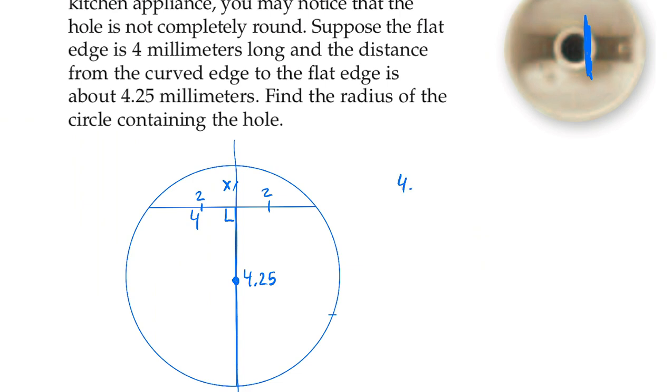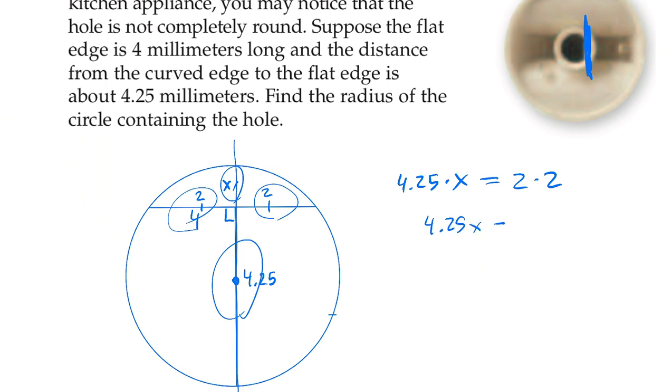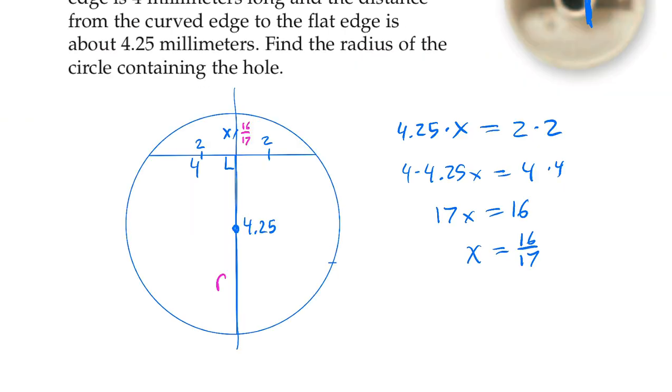So we got 4.25 times x, right? Piece times piece equals piece times piece equals 2 times 2. So we got 4.25x equals 4. I'm going to multiply both sides by 4 just to get rid of the decimal. So we get 17x equals 16. So x equals 16/17. Okay, I'll backtrack because I made a tiny mistake in my arithmetic. So here we are. Now that you have 16/17, you just go this entire length.